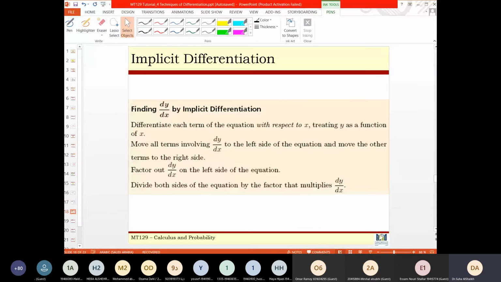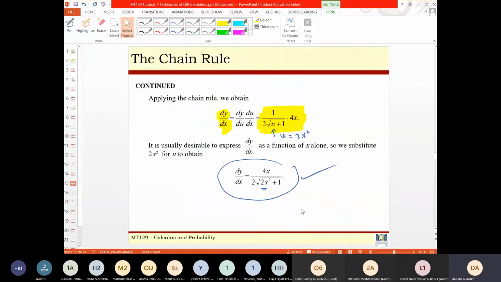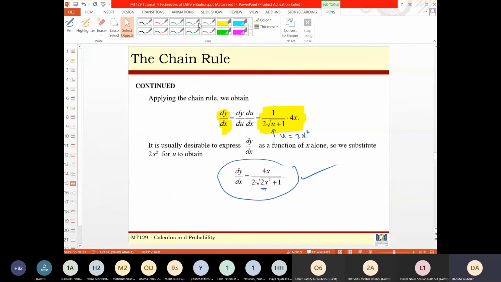So this is the second concept that we have today. How? It's given in the question. They told me that u is x3. So at the end, I remove u and put x3 in its place. Like in this example, where is that? Here. They gave me that u is 2x square. When I finished, I removed u and put 2x square in its place.